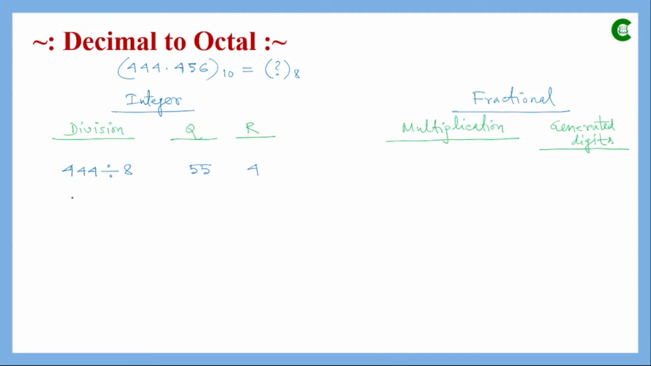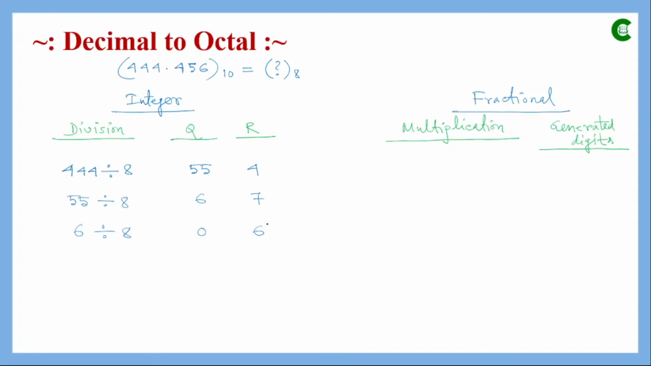Fine. Now next we will divide 55, the quotient generated in this line, by the base 8. So here the quotient will be 6 and the remainder will be 7. 8 sixes are 48, 48 plus 7 is 55. Next we will continue with our division. We will take this quotient and divide by 8 until the quotient becomes 0. So in this line the quotient will be 0 and the remainder will be 6.